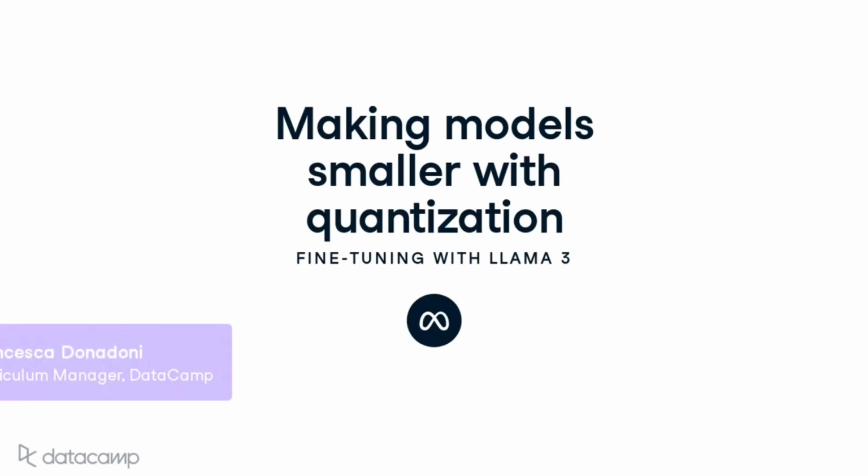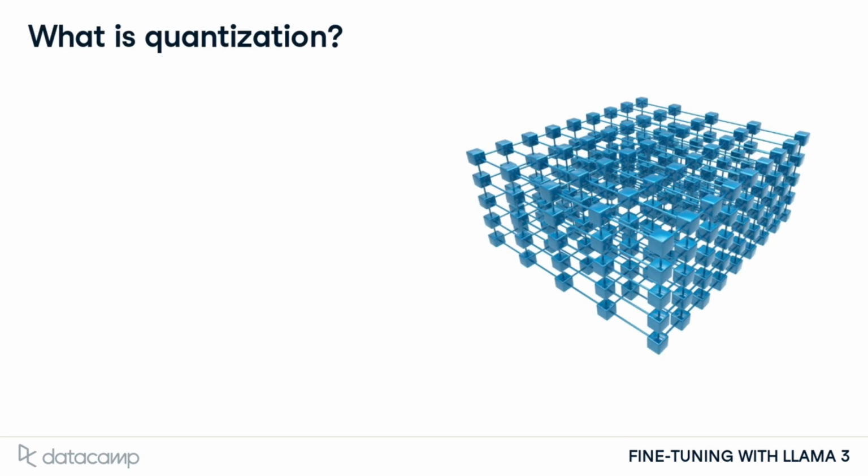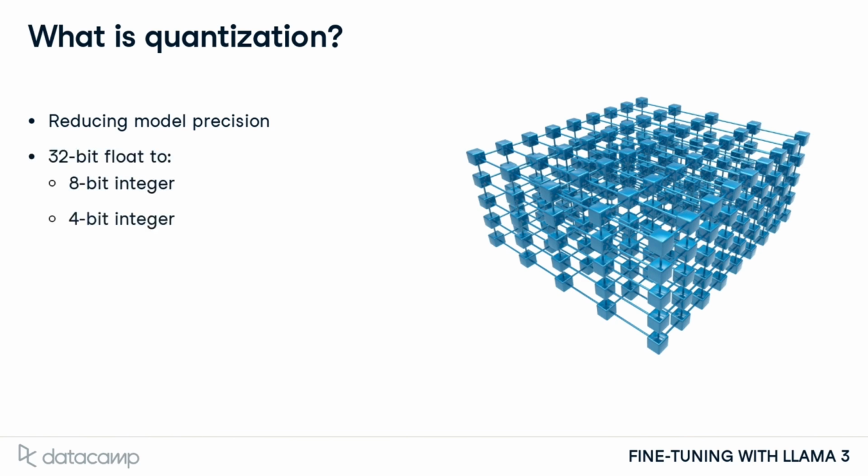Welcome! In this video, we will learn how to make models smaller using quantization so they can be loaded and fine-tuned on lighter weight hardware. Model quantization reduces memory and improves inference speed by converting models to a lower precision format. Parameters and activations use fewer bits, from 32-bit floats to 8-bit or 4-bit integers, reducing memory usage.